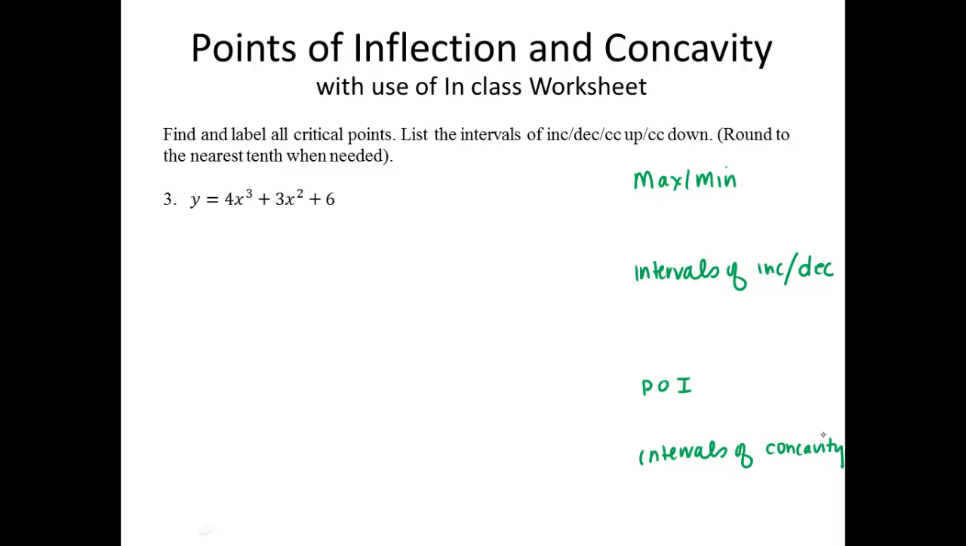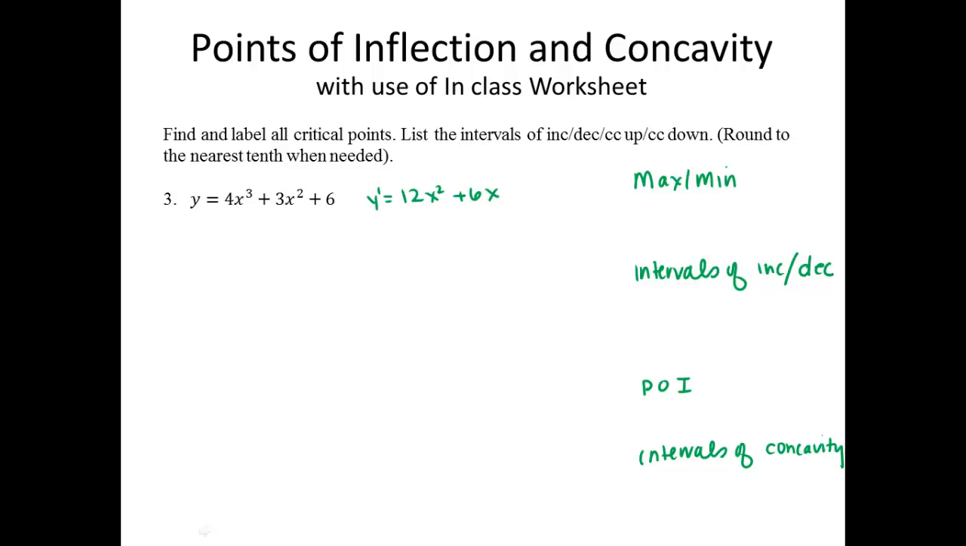So I have quite a bit to do. I'm going to be changing colors so you can see sort of where everything goes. I'm going to be starting with my first derivative and the first derivative test. So my first derivative here is going to be 12x squared plus 6x.